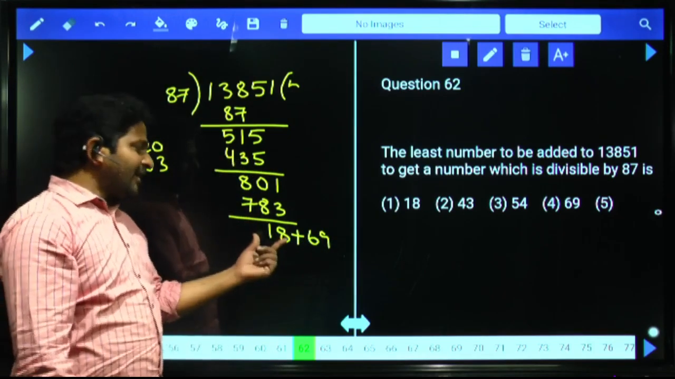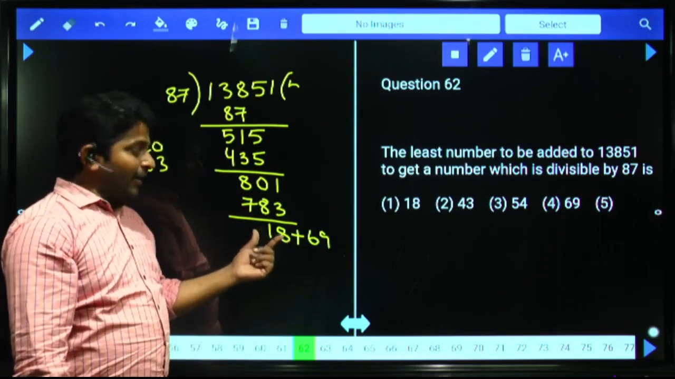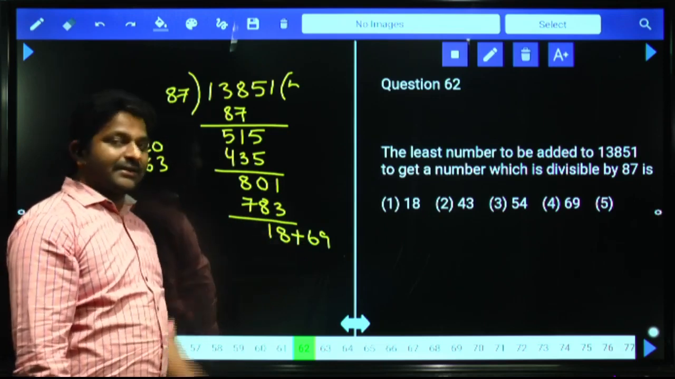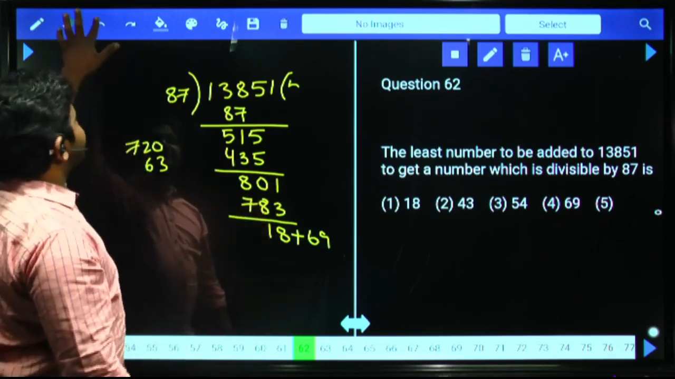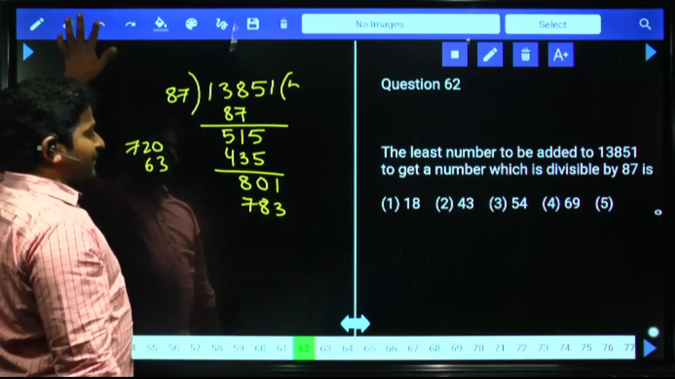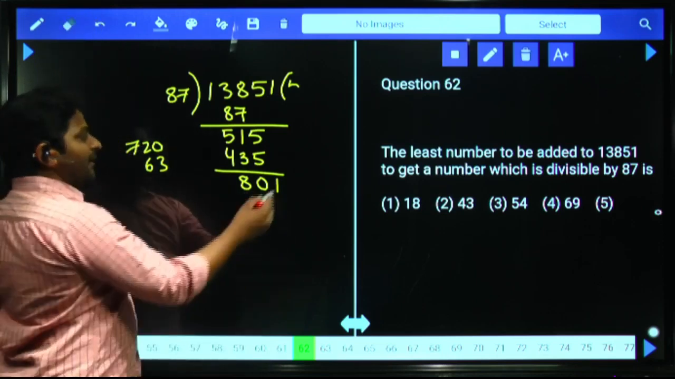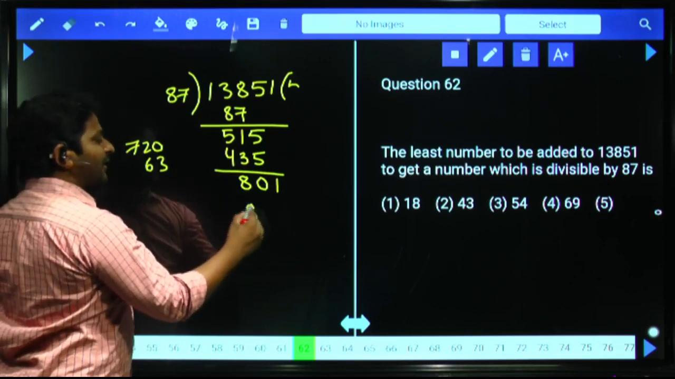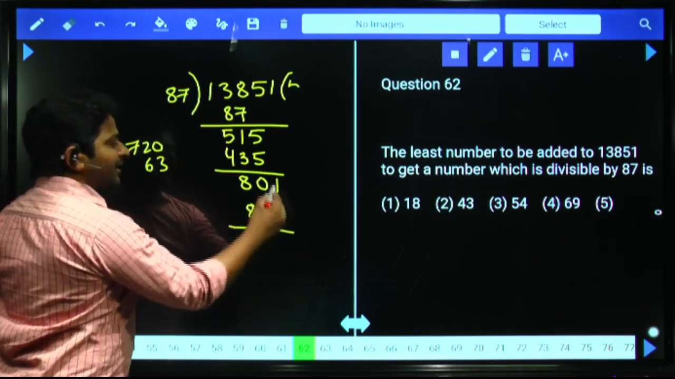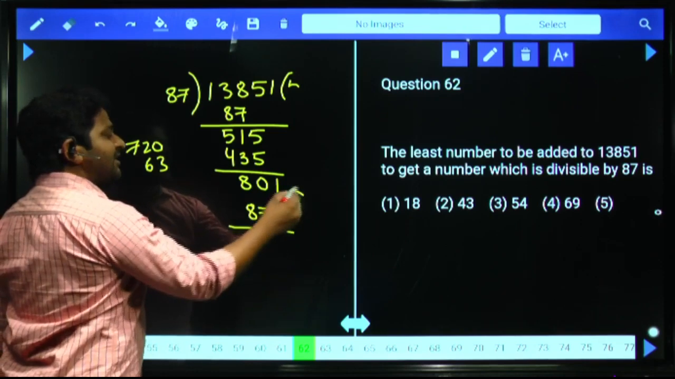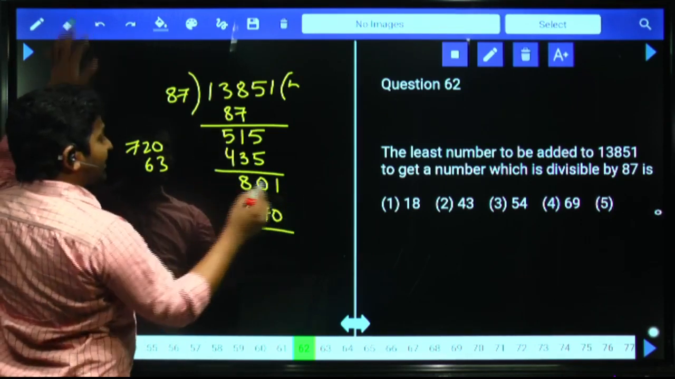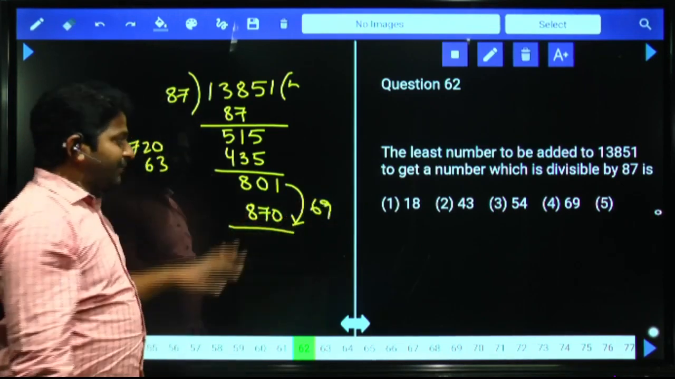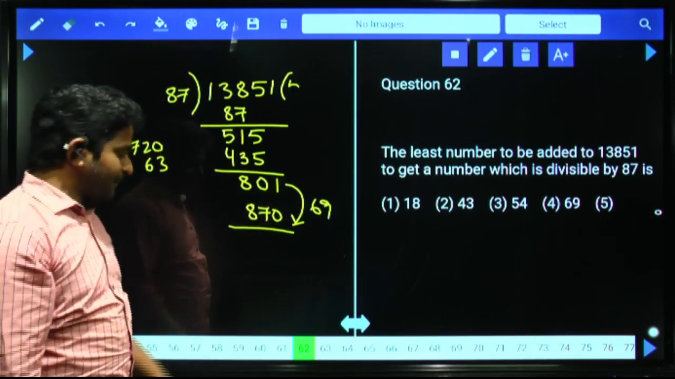How much should be subtracted, that is, the remainder has to be subtracted. How much should be added, that is the difference of 87 and 18. Right? So we don't even need to do this many steps. Actually we got the answer in the previous step itself. When we reach here, exactly 10 times of this number should be here, that is 870 should be there. Instead of 870 we have 801. So how much extra should be added to 801 to get 870? We have to add 69. So in the previous step itself we can close the answer.